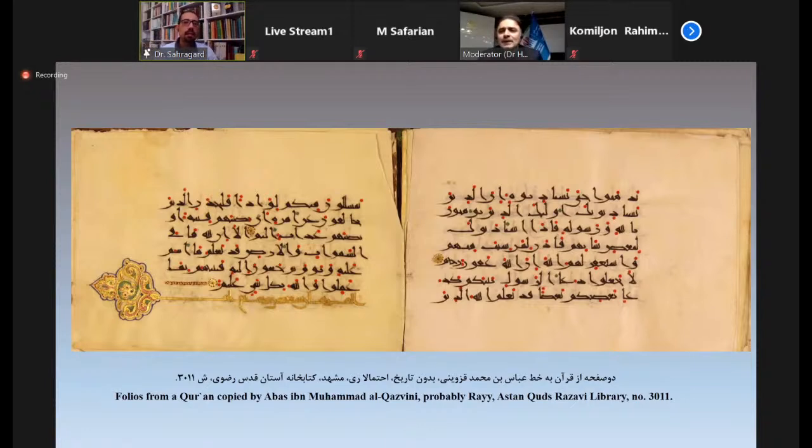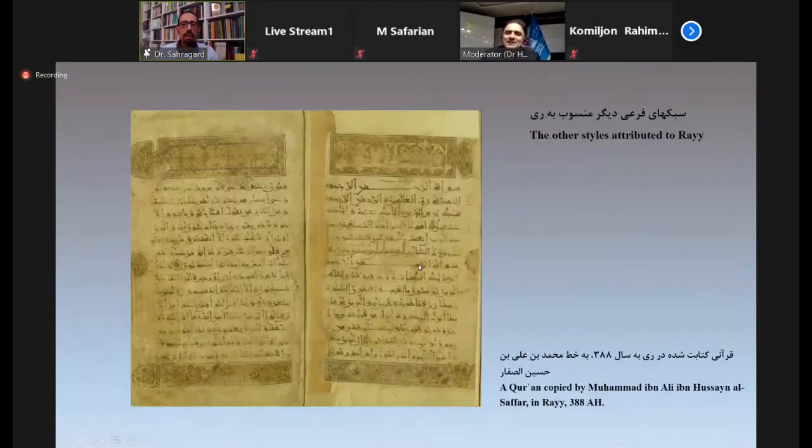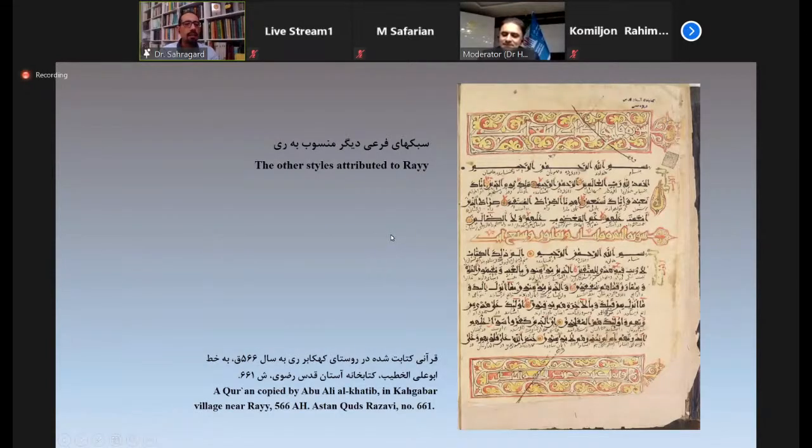So we can guess that this is the Quran referred to by Ibn Nadim. This Quran is written in Palermo, but it is very similar to the Isfahani style. It shows the role of the Silk Road in travel and immigration. This book is also very old. Ali ibn Safar has written it.